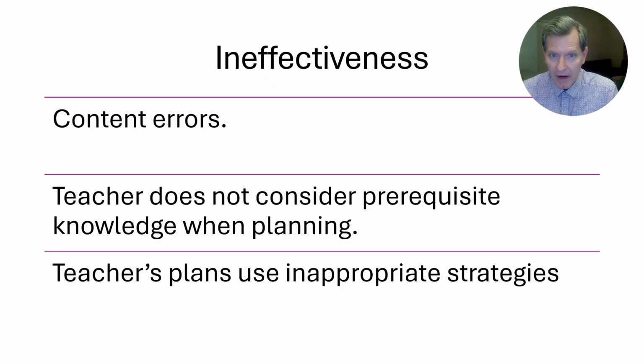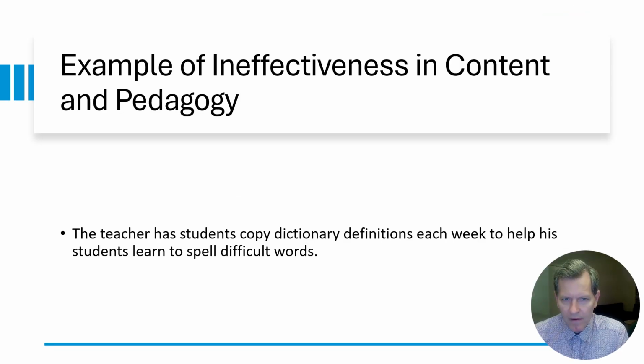Other examples of ineffective instruction in this area would be inappropriate instructional strategies, or not considering prior knowledge that the students really should have in order to understand the lesson. For example, in English language arts, if you're having students repeatedly copy dictionary definitions, which can be very problematic for students, especially English language learners, because as you know, a dictionary can give more than one possible definition for a word, and students can struggle to understand which definition of a word fits in what context.